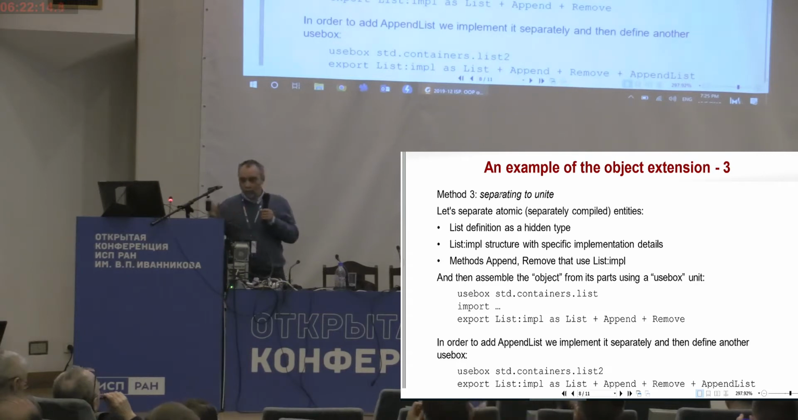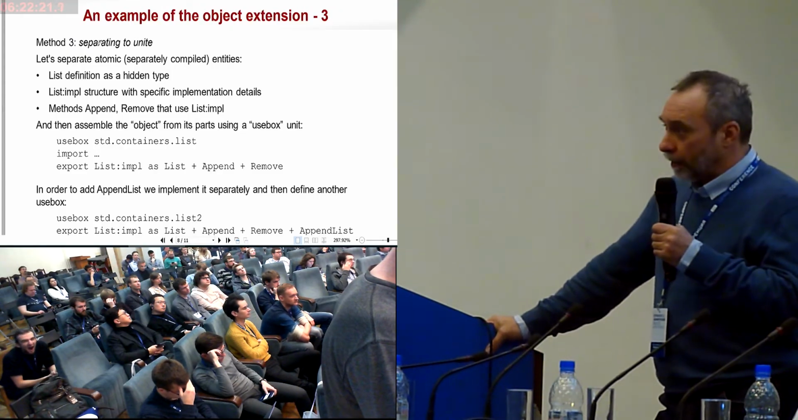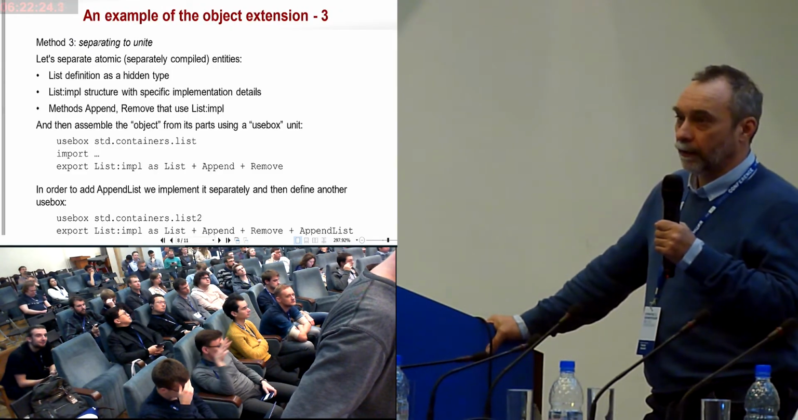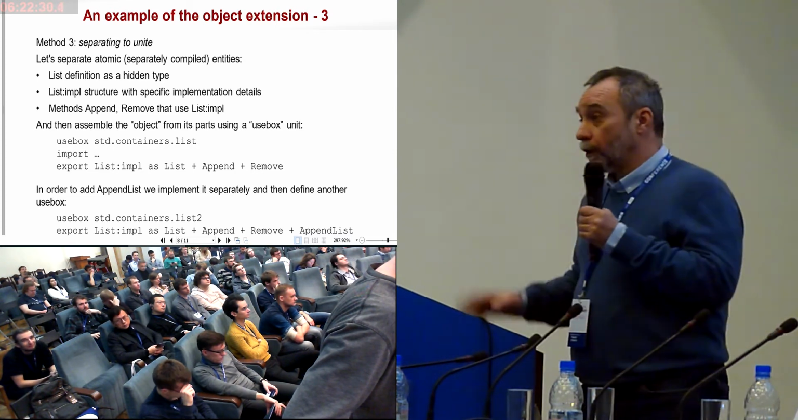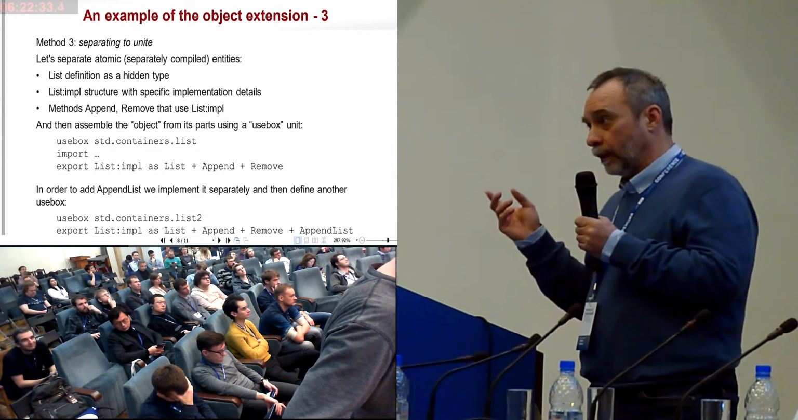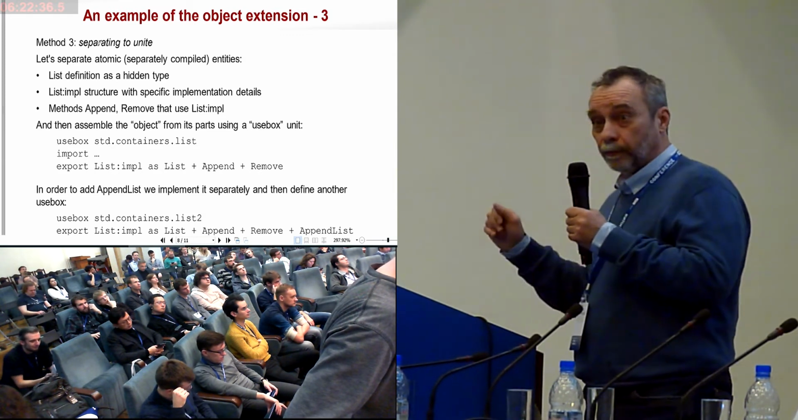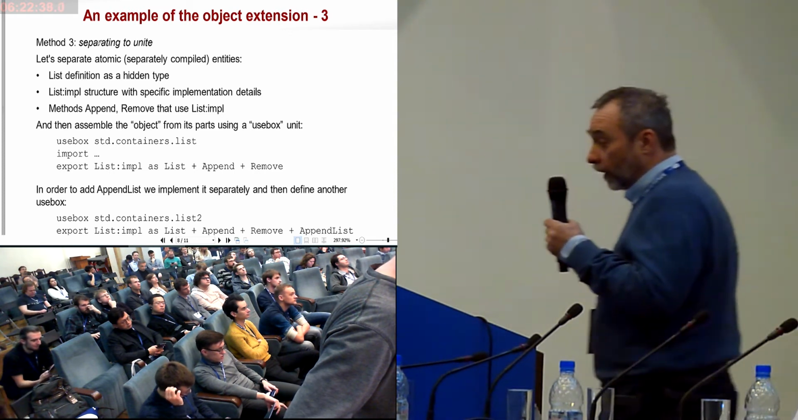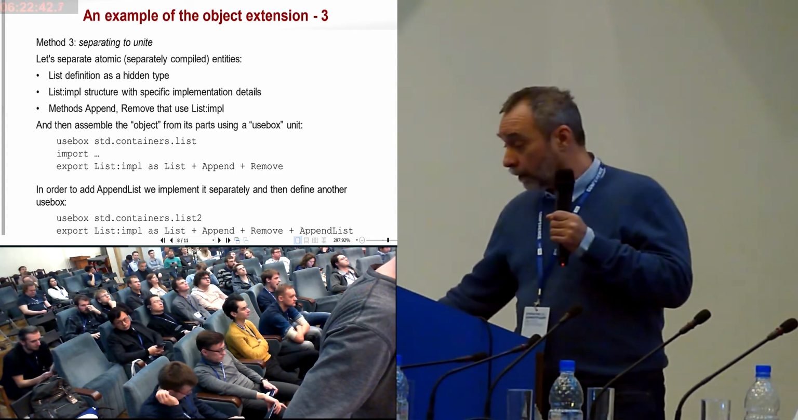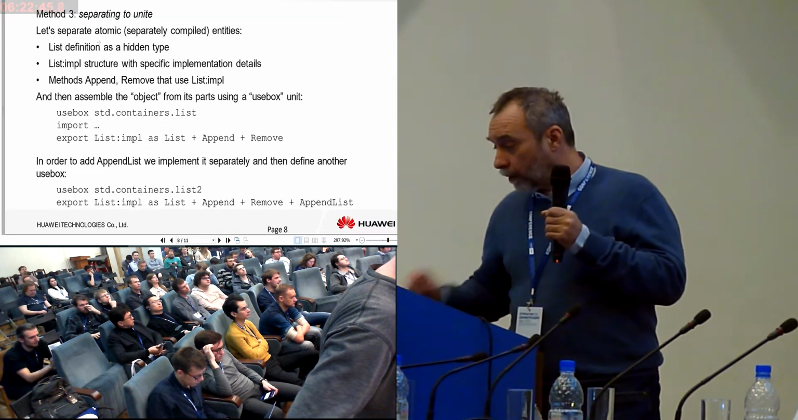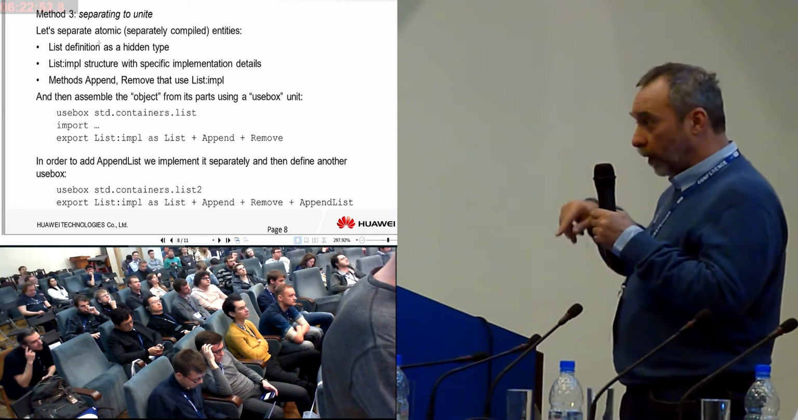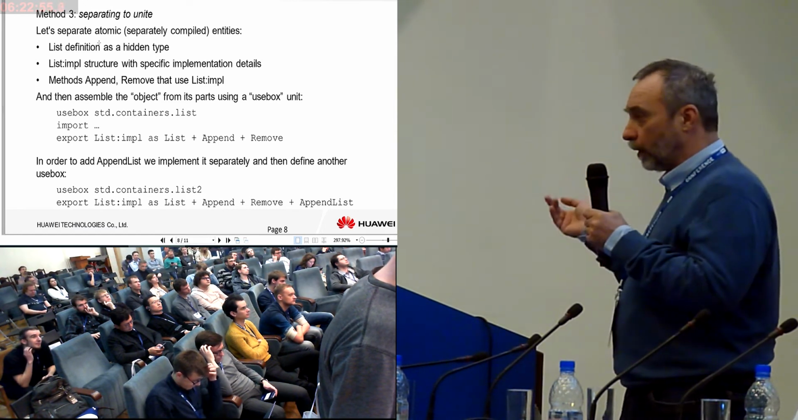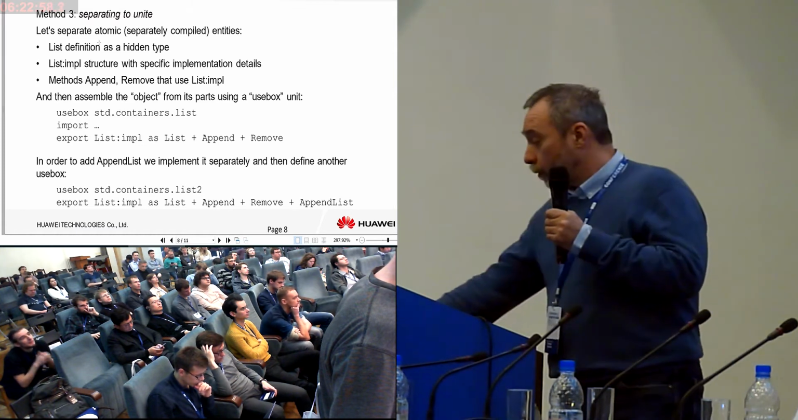And number 3, we will combine. We will introduce another structure, we call it usebox, and it allows us to bring together a type of data or class, or call it anything, an object from parts. And the parts are the details of implementation and the set. And if we have that, then adding append list is obvious. We do it separately, and we add another use box where we combine all three methods.